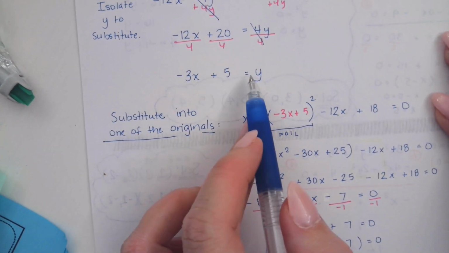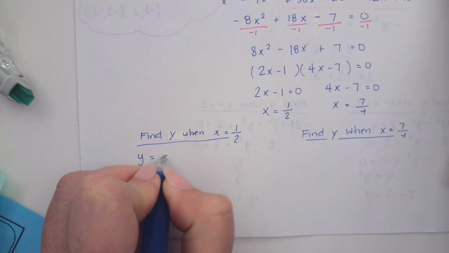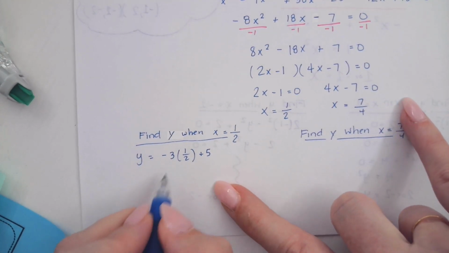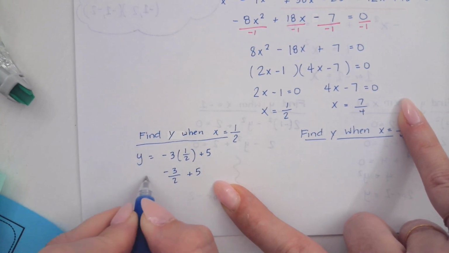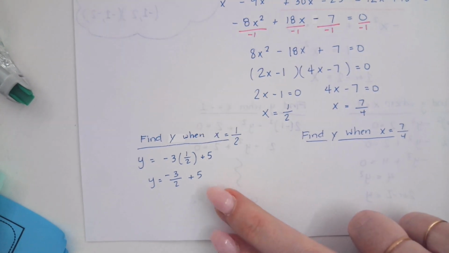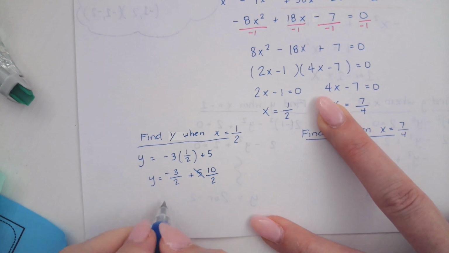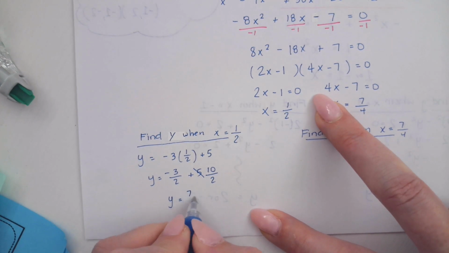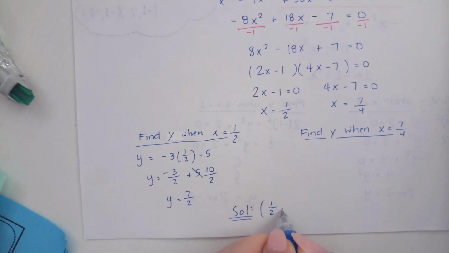Again, we can substitute them into this nice little place here. -3 times x plus 5. So for the first one, it would be -3 times 1/2 plus 5. That would be -3/2 plus 5. You could rewrite that 5 as 10/2. Still has a value of 5, but now it has a common denominator. So I heard someone over here say it. What is it? 7/2. So if I'm writing these solutions, this solution would be 1/2, 7/2.